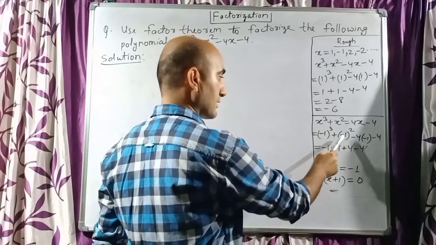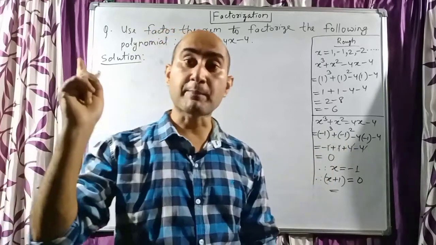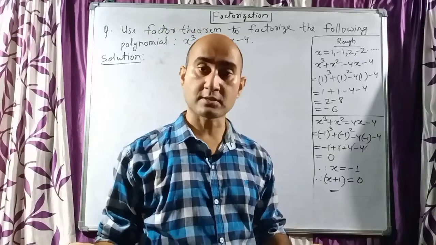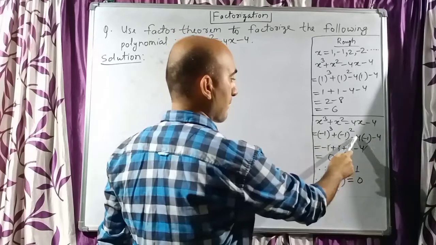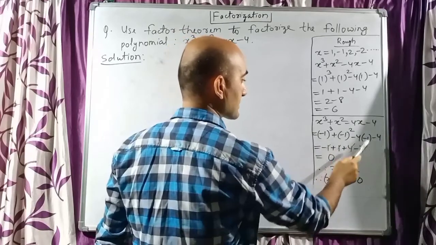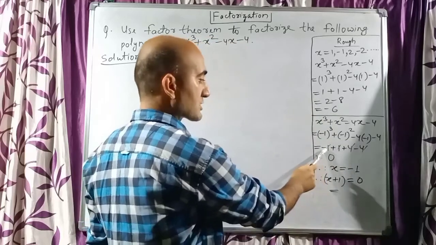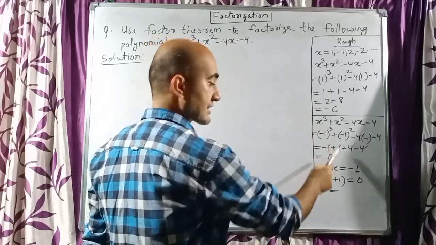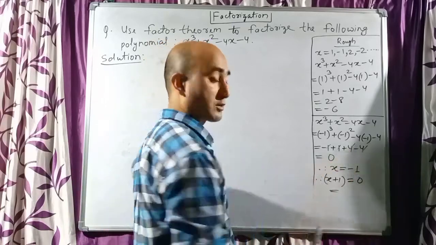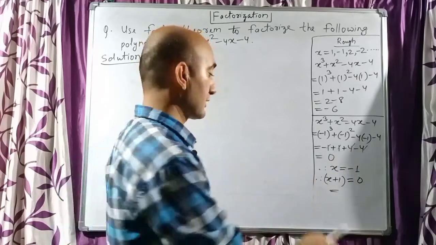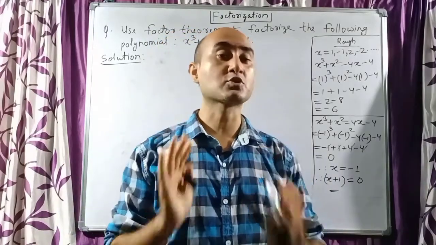Minus 1 square is plus 1, because with an even power minus becomes plus, and 1 square is 1. Minus into minus is plus, 4 ones are 4, and this minus 4 is same. Now you can see minus 1 plus 1 gets cancelled, and plus 4 minus 4 also gets cancelled. We got 0. So when we get 0, our work stops there.